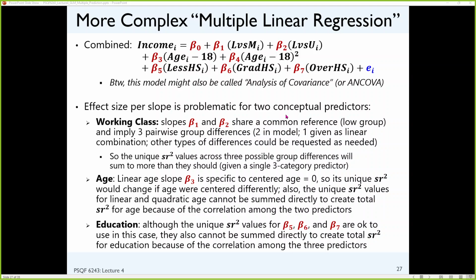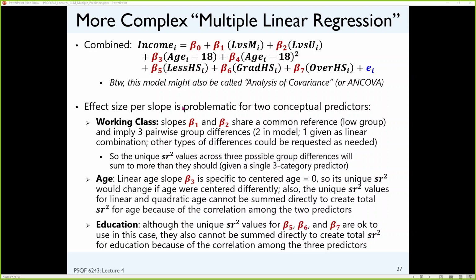So here's why it's not useful. By the way, this analysis, we might call it ANCOVA. We might call it regression. ANCOVA means analysis of covariance. That refers to having grouping variables in the model as predictors and having quantitative variables in the model as predictors too. So effect size per slope, if I want to talk about the contribution to R square, or the R square that was possible after considering the other slopes, is problematic in most of these cases.